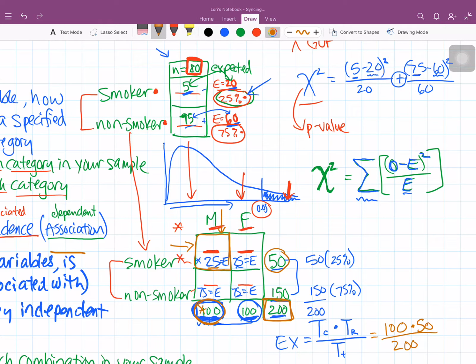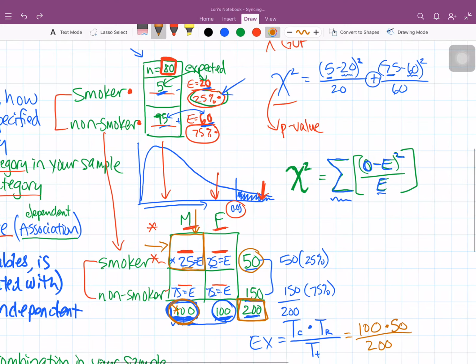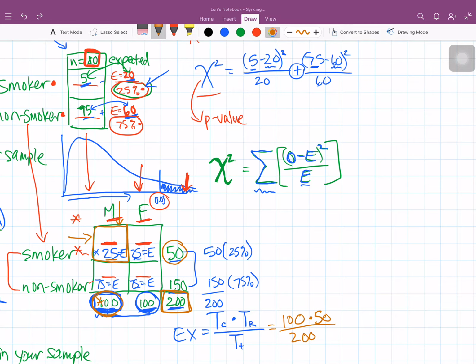When we did it the intuitive method, we took the column total, which was the 100. It's the same as saying 100 times 50 over 200. So that's the 25% right there. So column total times row total divided by total will get you your expected value for any given cell, and it has to be the column total for that cell and the row total for that cell. So that's the equation to calculate the expected value if you don't have easy numbers like we have set up in this particular example.